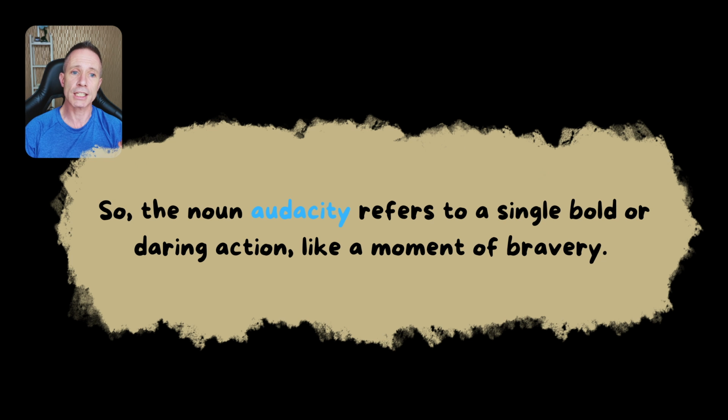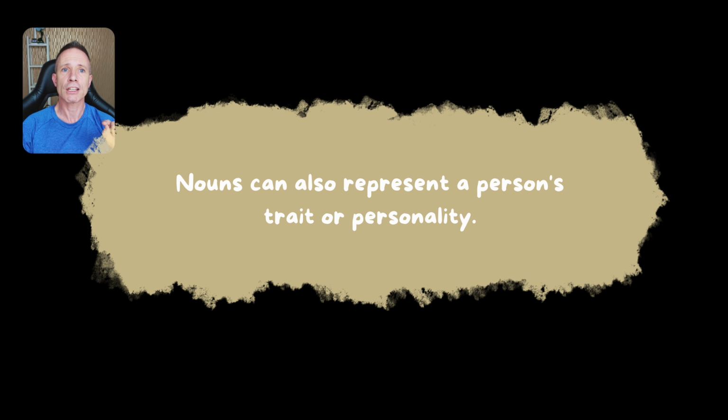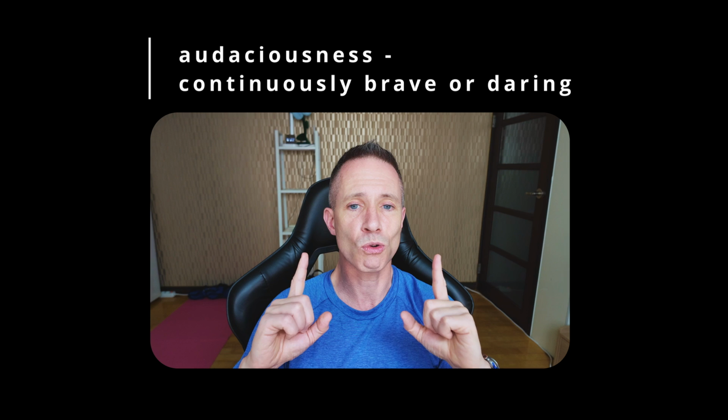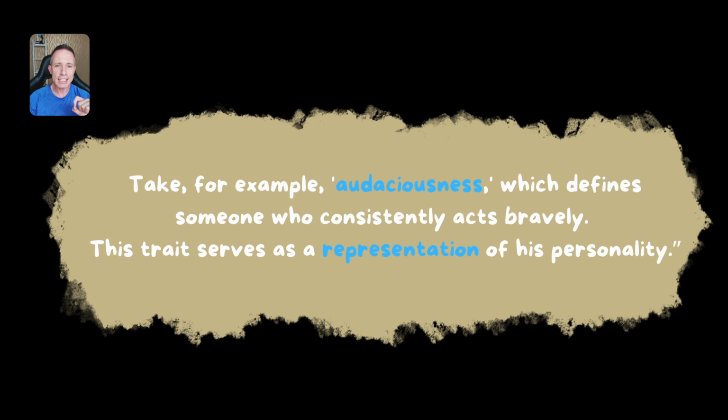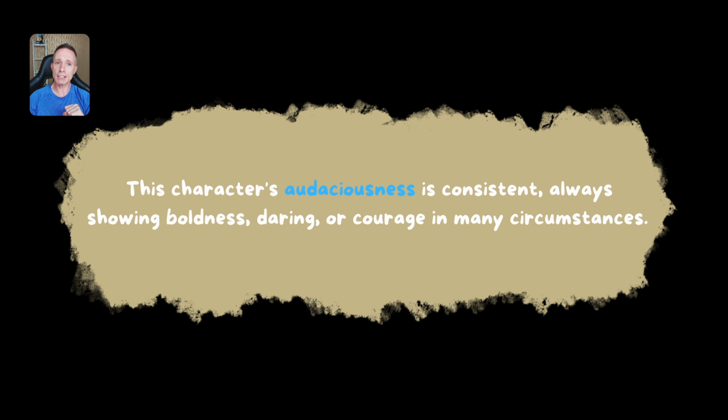So the noun audacity refers to a single bold or daring act, like a moment of bravery. Nouns represent a person's traits or personality. So, for example, the noun that does this is audaciousness. All right, so forget audacity now. We're talking about audaciousness. This defines someone who is consistently acting bravely. This trait serves as a representation of his personality. The character's audaciousness is consistent, always showing boldness, daring, or courage in many circumstances.